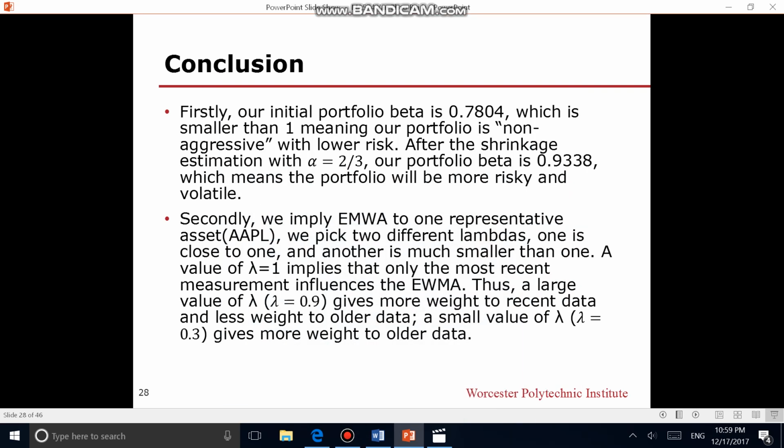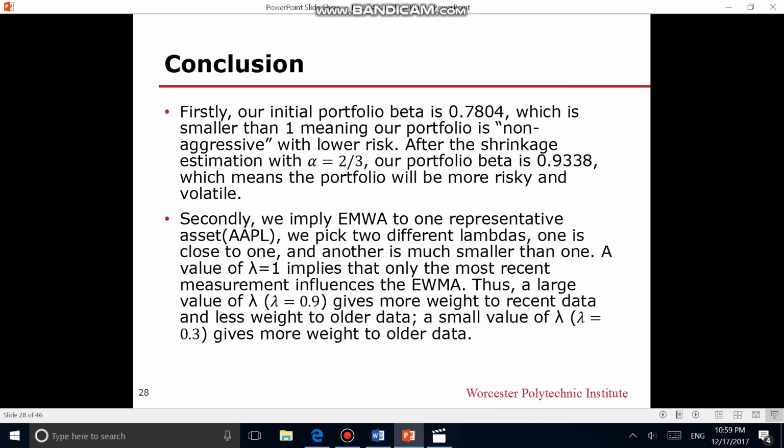Our conclusion. Firstly, our initial portfolio beta is 0.78, which is smaller than 1, meaning our portfolio is non-aggressive and it has lower risk. After we do shrinkage estimation, our portfolio beta increases. That means the portfolio will be more risky and volatile.